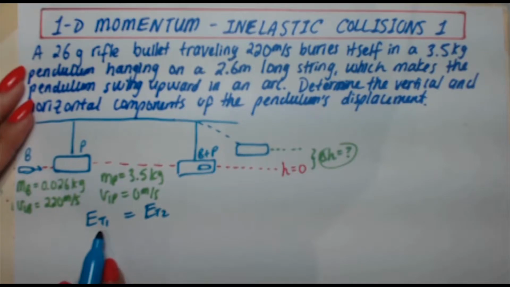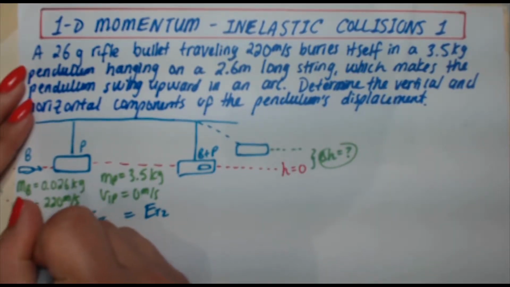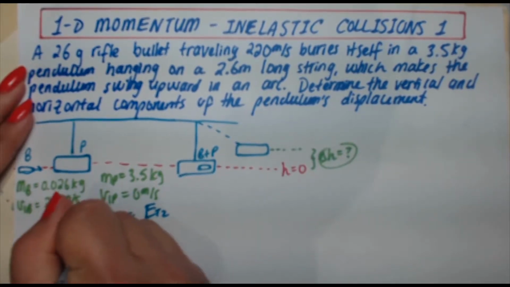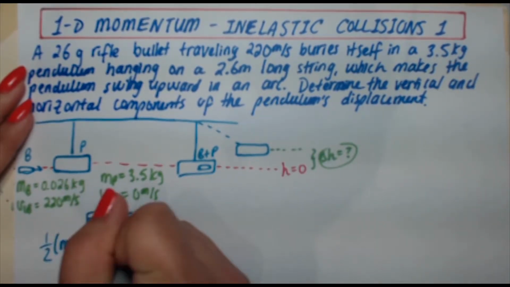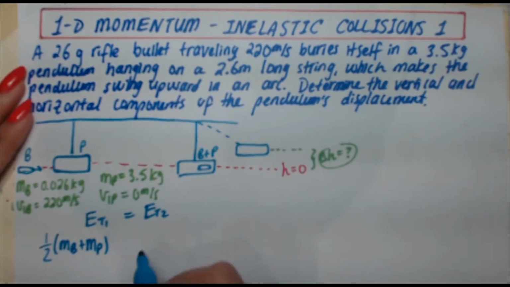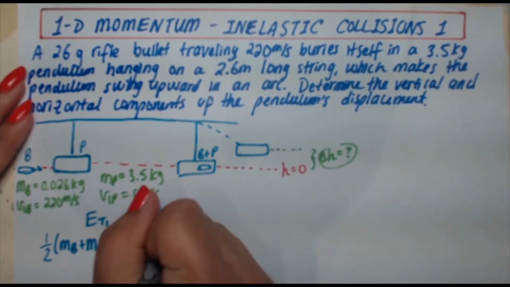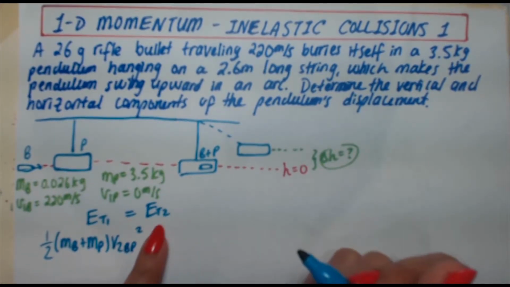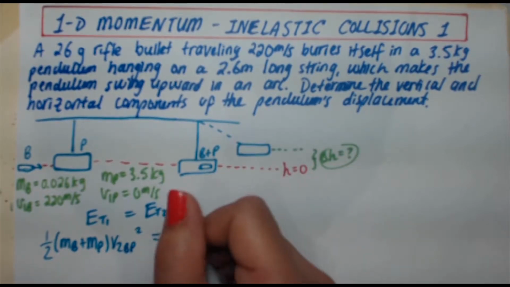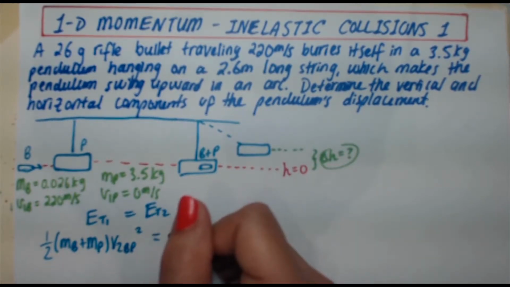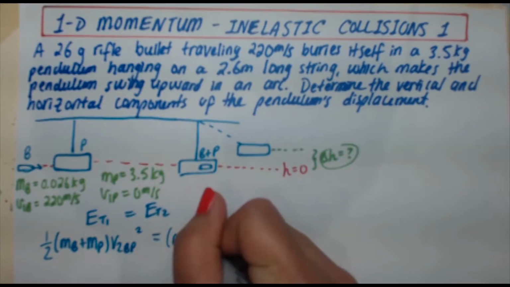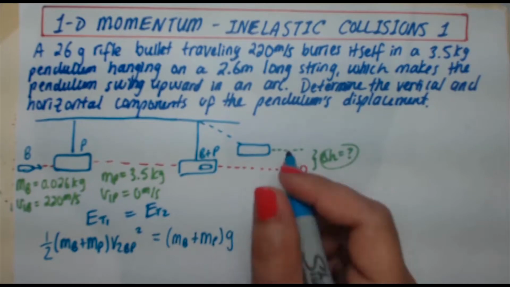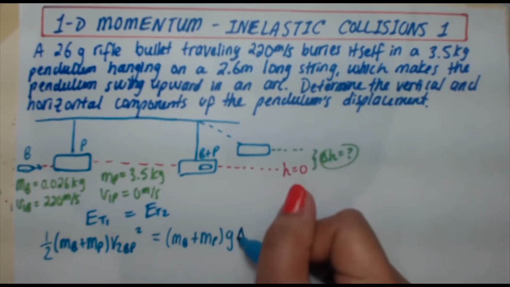So initially I've got kinetic, so 1/2 mv squared, but the mass is the combined mass of the two. So it's going to be mb plus mp. The combined speed, I'm going to call it v2bp, right, because both of them are moving. Okay, and equals, now the final energy is gravitational potential. So the equation for gravitational potential is mgh. In this case, it's the combined mass mb plus mp times g, and the h that it goes up is that delta h that we were talking about.